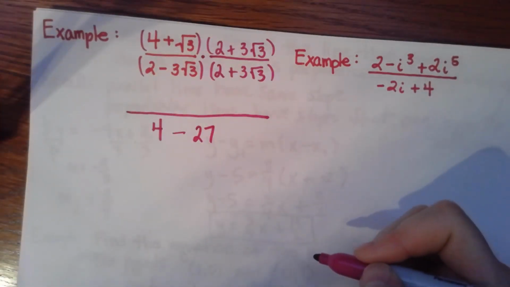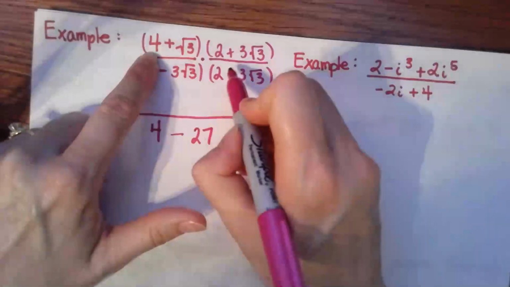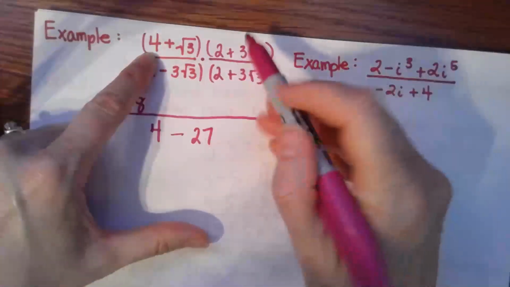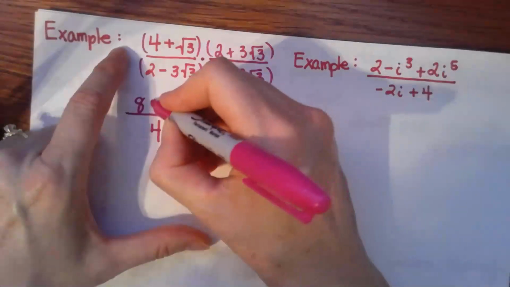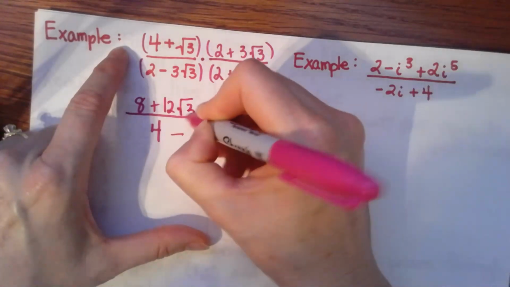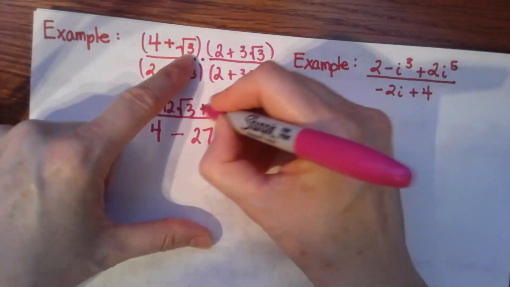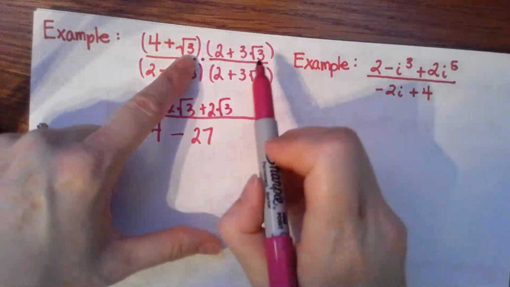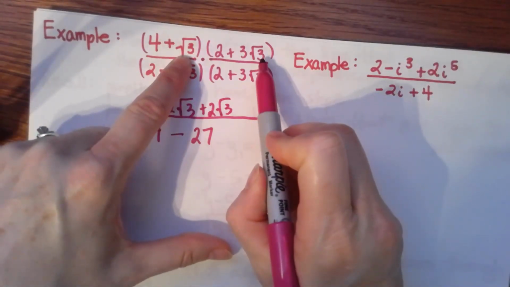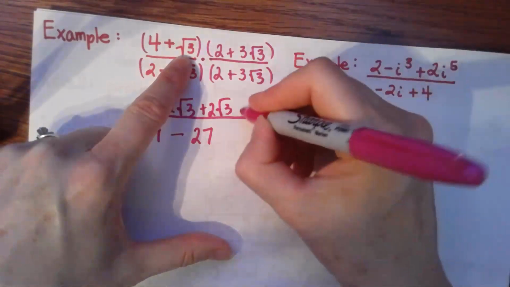Okay. Then the numerator, we have 4 times 2 is 8. 4 times 3 square root of 3 is 12 square root of 3. Square root of 3 times 2 is 2 square root of 3. And then square root of 3 times 3 square root of 3 is 9.